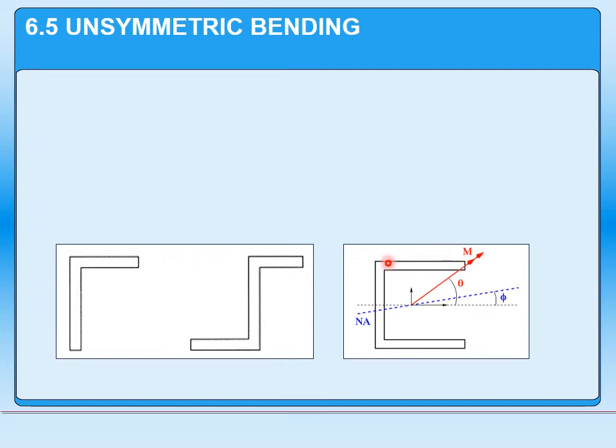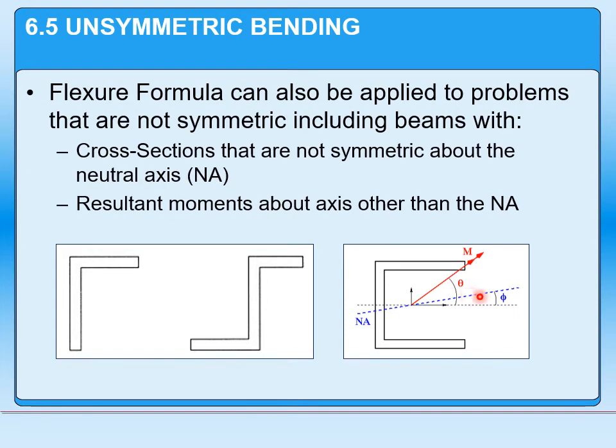We can also have situations where the beam is symmetric, like here, but our moment is not applied exactly along our neutral axis. If it's misaligned with the neutral axis, what's going to happen there? Even though the beam is symmetric, the bending itself is definitely not going to be symmetric, at least not about the neutral axis. It turns out that our flexure formula can be applied to these problems as long as we're careful about some of the things we define and about how we use it.